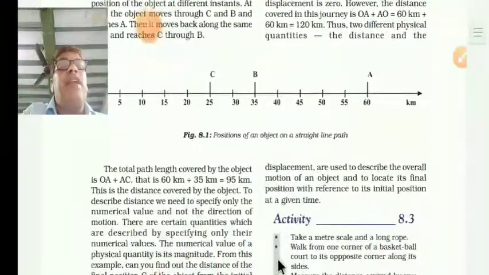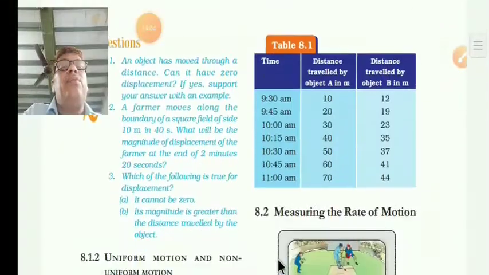Further headings we will discuss in the next video: uniform motion and non-uniform motion.